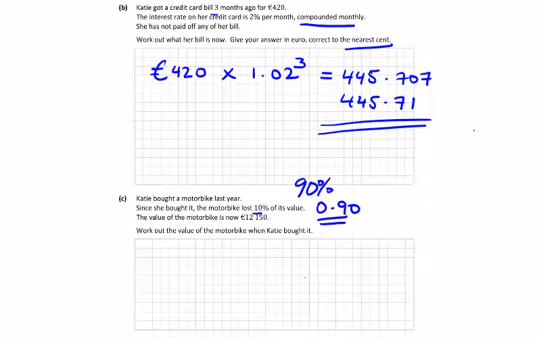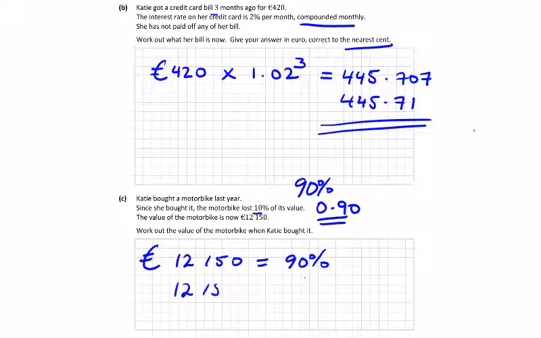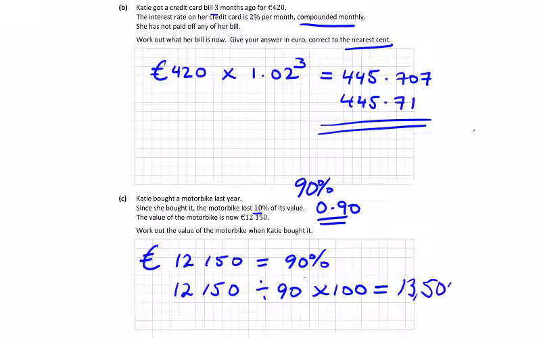Understanding your decimals and your percentage is key here. The value of the motorbike is now 12,150, so kind of the opposite of the last question. The 12,150 is worth less than 100%, it's worth 90%. So we're going to divide 12,150 by 90 to get 1% and multiply by 100 to get 100%. And that will give us how much she paid for the motorbike. And that works out exactly at 13,500.